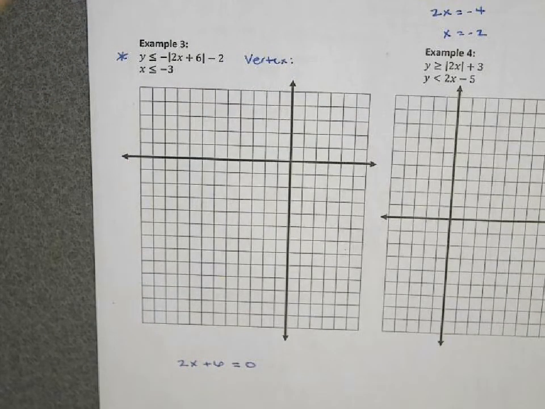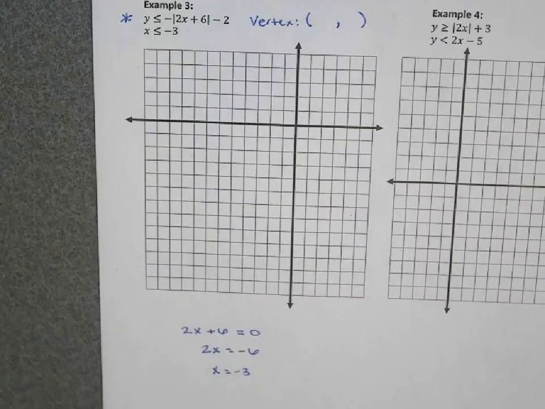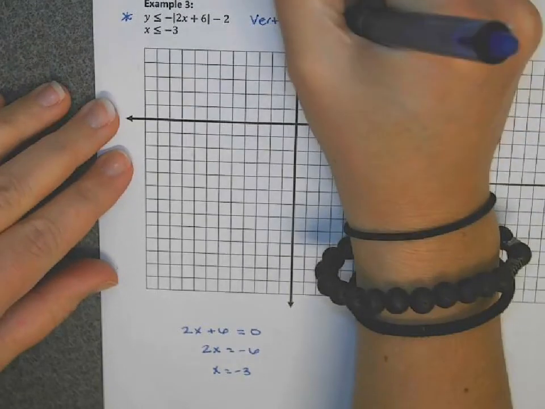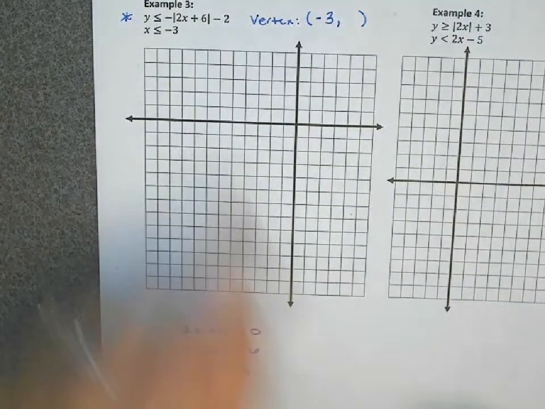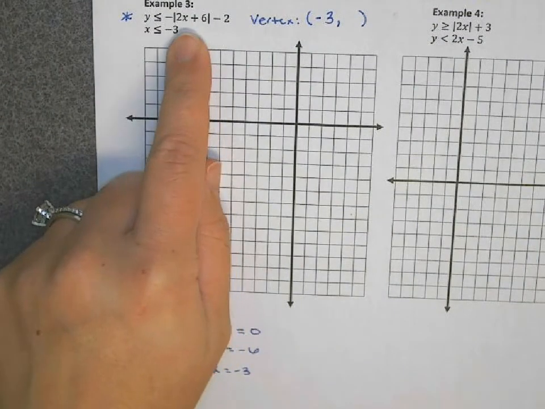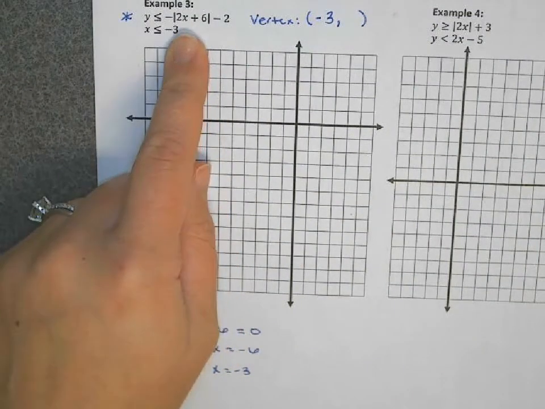What are you going to get for x? I did not get 3. Negative 3. Yes. Okay, sorry. Negative 3. Yes, x is negative 3. That tells you the x value of your vertex. Let's plug that back in. Once you plug it in, hopefully for the inside of the absolute value, we get 0, because that's what we had set it equal to.